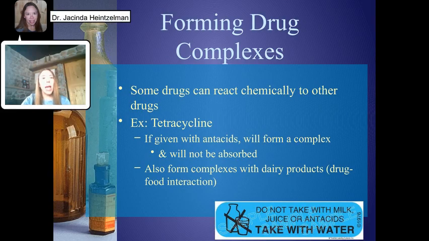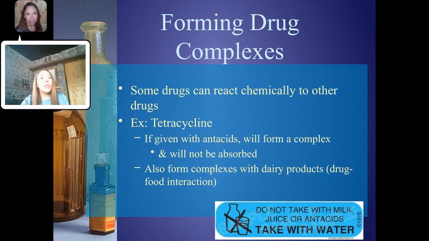Tetracycline is an antibiotic that I mentioned in past classes, and I use this as an example for some drugs can react chemically to other drugs. So in this case, tetracycline, if it is given with antacids, it will actually form a complex and then it won't be absorbed. Tetracycline is an interesting medication because it also will form complexes with dairy products. And of course, this is a drug to food interaction, but I wanted to make you aware, here's a medication that not only do we have drug to drug interactions, but we also can have drug to food interactions.